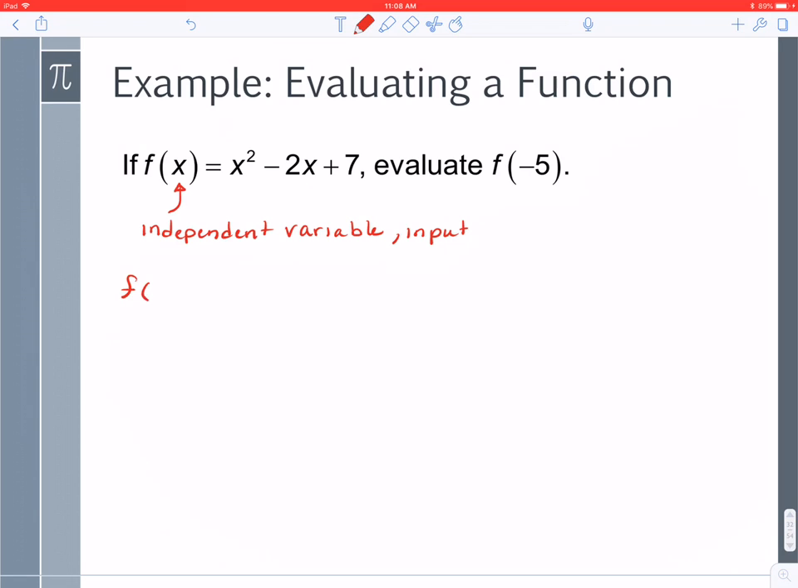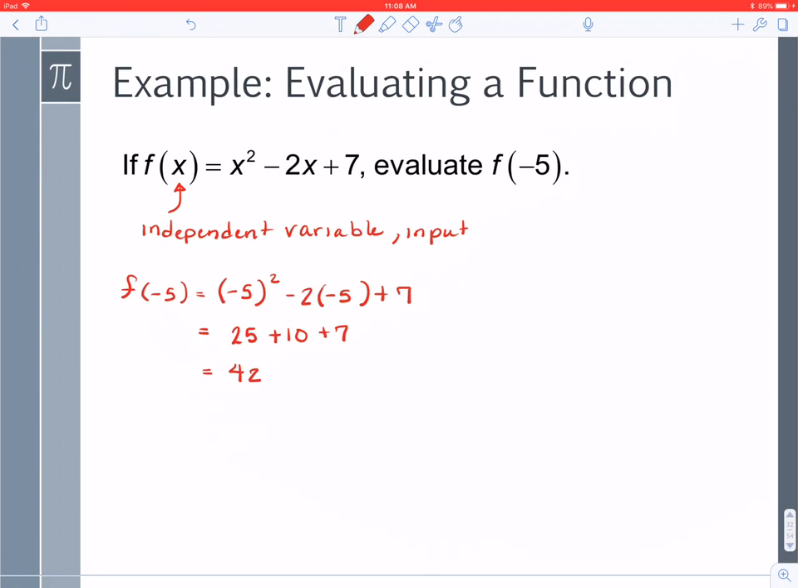So we're going to evaluate f at -5, and where there's an x in our function equation, we're going to replace that x with the number -5. So instead of having x squared, we're going to write (-5) squared minus 2 times x. So we're going to replace that x with a -5, plus 7. And now we're just going to do the arithmetic and simplify this expression. -5 times -5 is 25. -2 times -5 is plus 10, plus 7. 25 plus 10 plus 7 is 42.